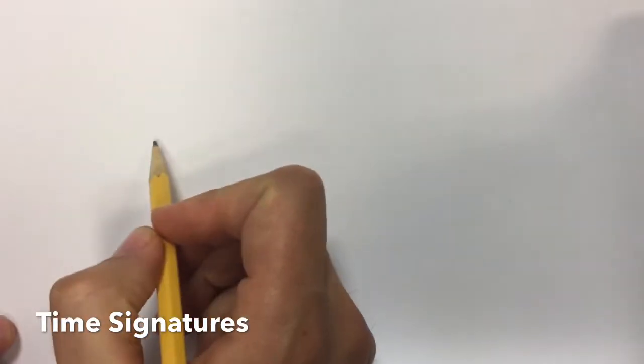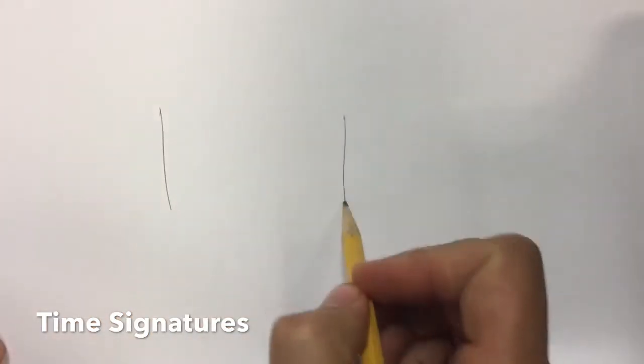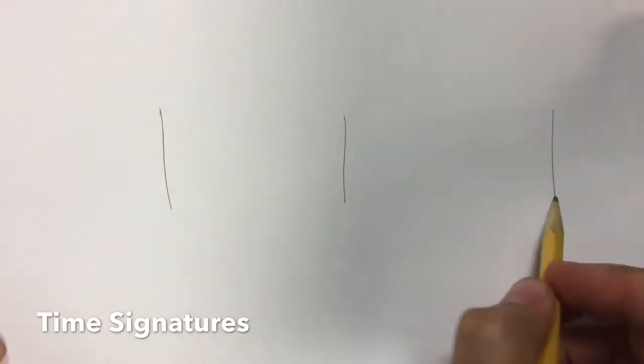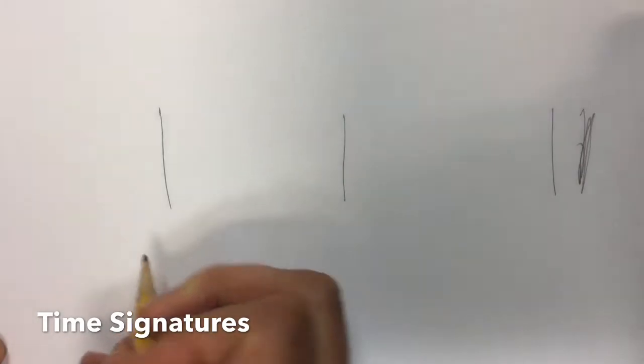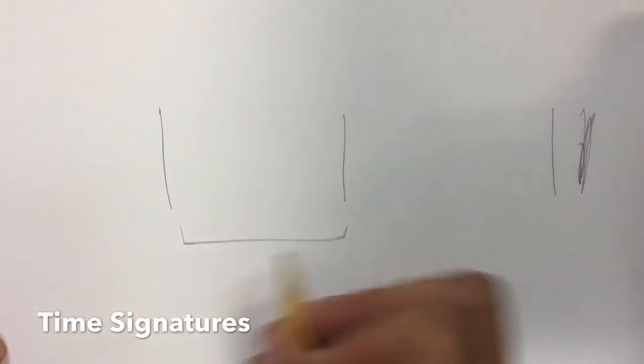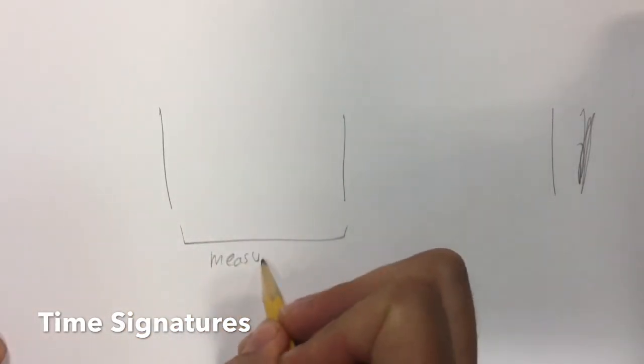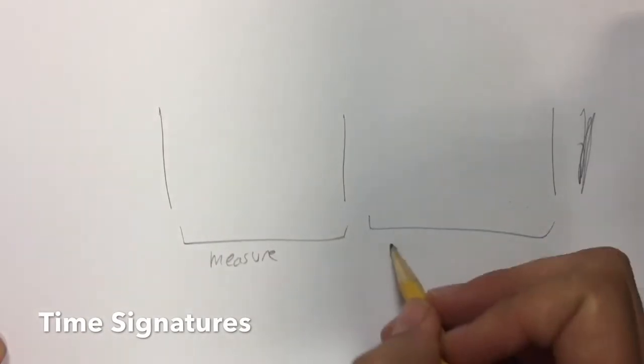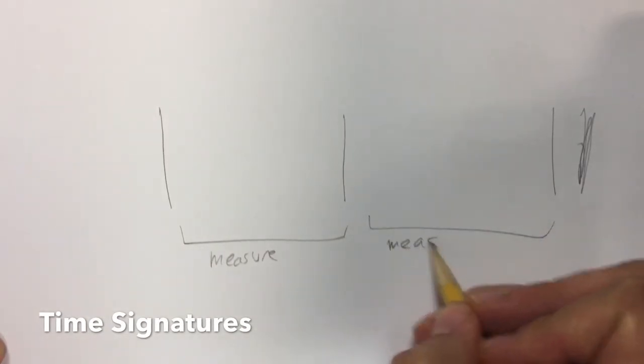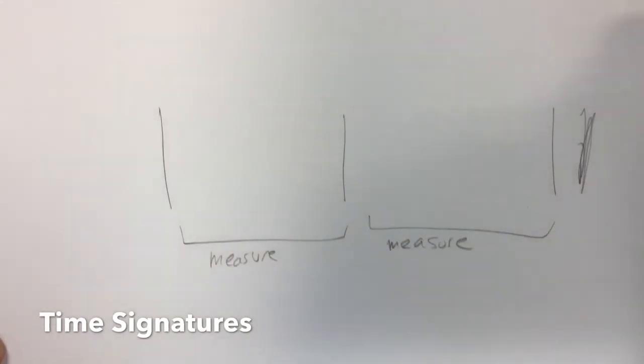The first thing we need to understand before we think about time signatures is the fact that every song is split up into sections. For example, you might have a song that's split up like this. These are what we call measures. So this would be one measure. This would be another measure. Every song is split up like this into different parts.